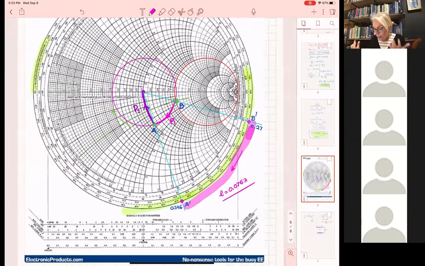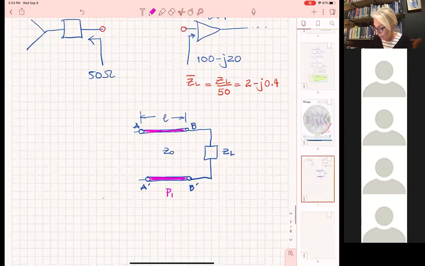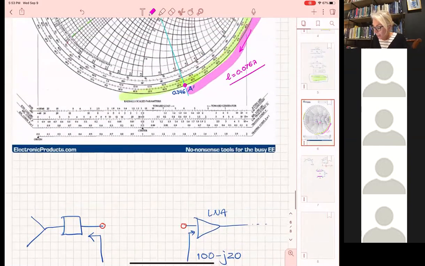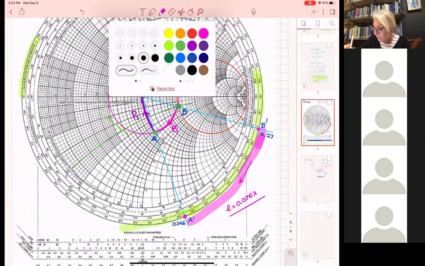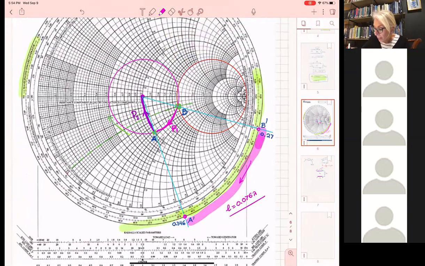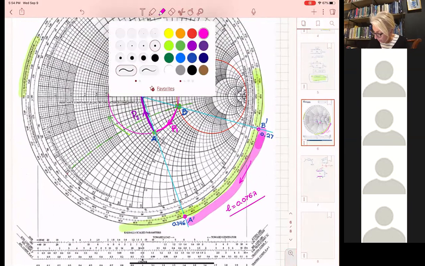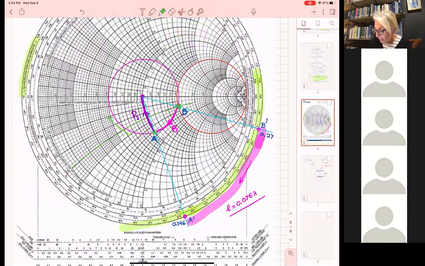Now, I need to find the stub. So I found the length of the line, all right? 0.076 lambda. Now I need to find, what do I do? How do I do this? Then I go along the line. Let me in fact use this if I may. Now, I will draw this line here. I will draw this line of the reactance that goes by A.